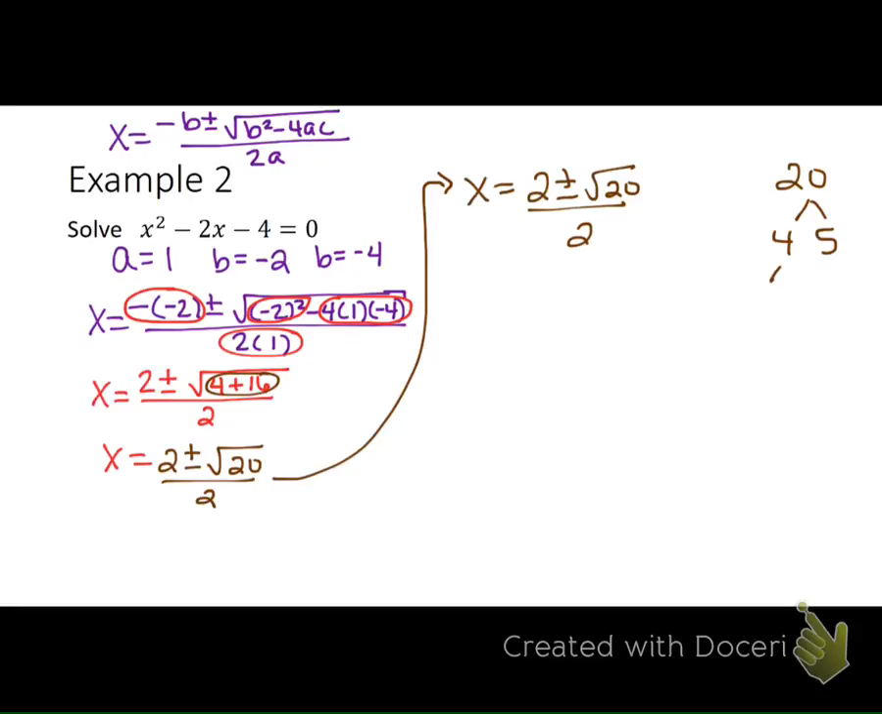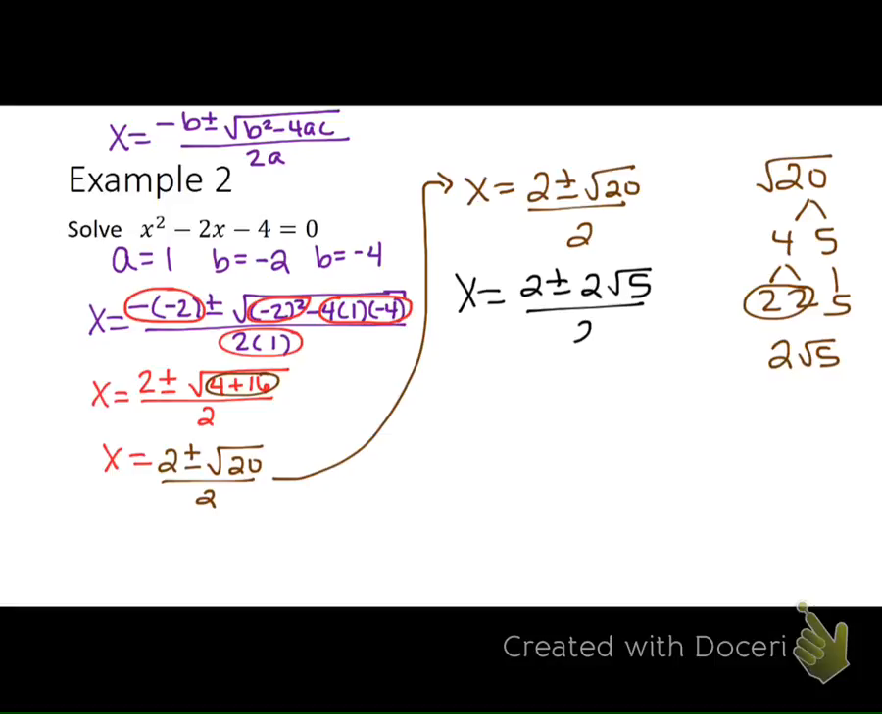So what gives me 20? One of the things is 4 and 5. So 2, 2, and 5, right? So when I work this out for the square root of 20, I end up taking out a 2 and I leave a 5 underneath. So when I go to rewrite this now, I have x equals 2 plus or minus 2 square roots of 5 all over 2.